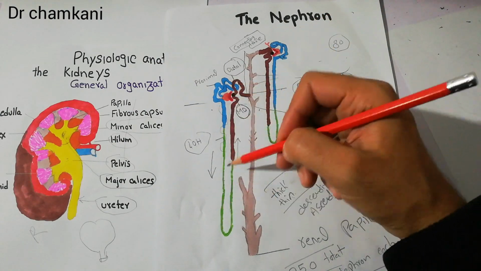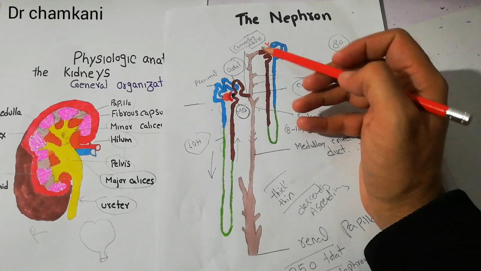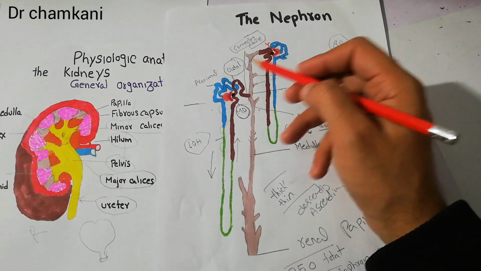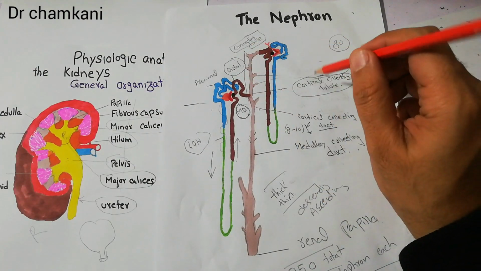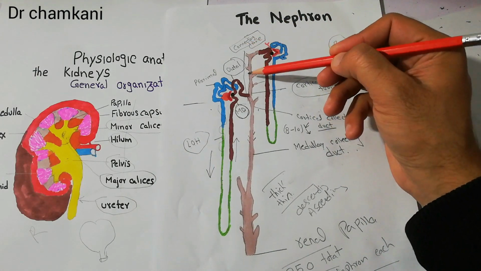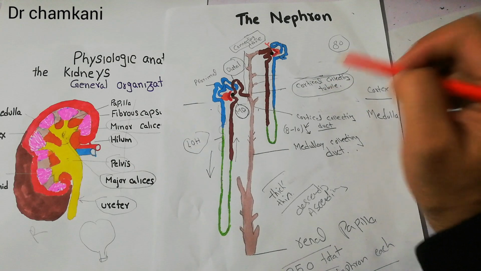So, this is one nephron. Here we have another nephron, and the connecting tubules of both these nephrons are basically connecting these nephrons with the cortical collecting tubule, or a lot of connecting tubules then make a cortical collecting tubule.